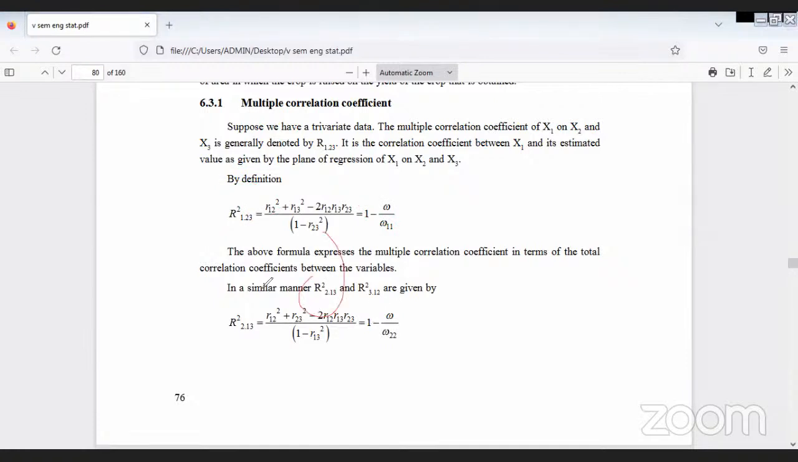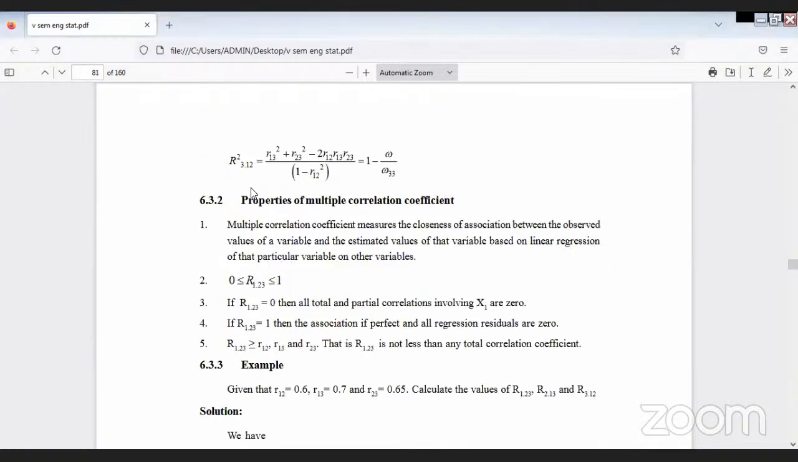R square 12.3, 2.13. 2.13 means R12 square, R23 square. R12 square we can write for any one, then R12, R13, R23, there is no change. So we take 23.1, that is R23 square, with 1 minus omega. Then the third part, R square 3.12, R13 whole square, R23 whole square, same R12 whole square. That is 1 minus omega by omega 3. So this plus here.